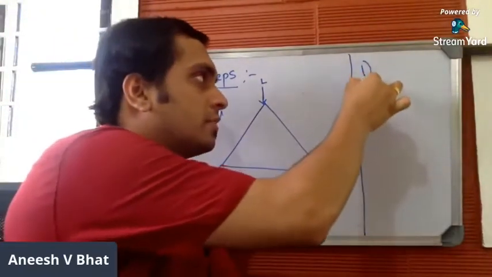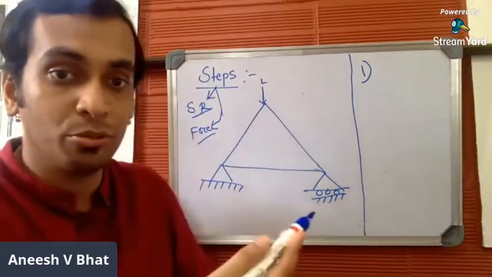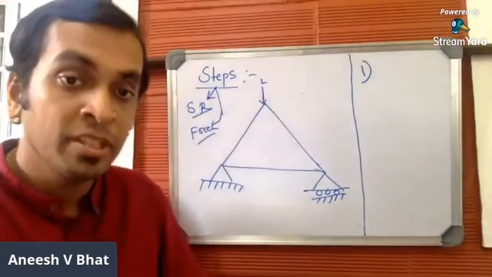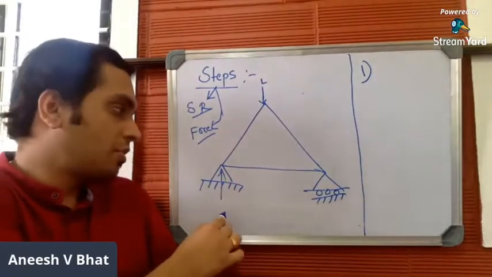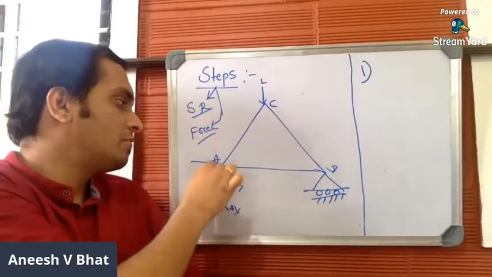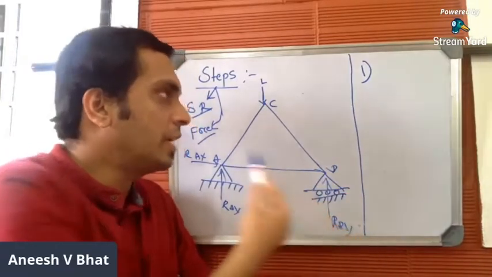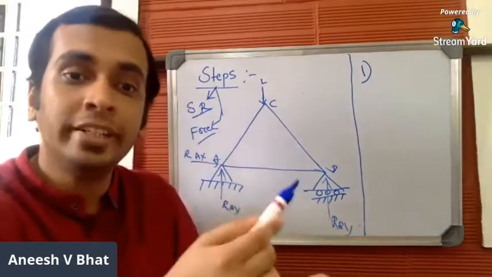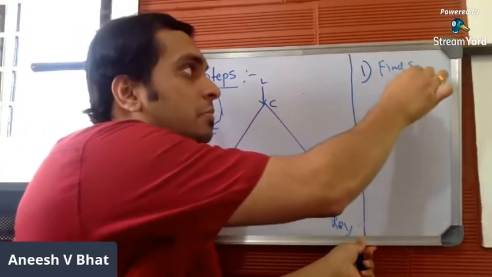Step number one is to identify the type of support, mark the support reaction, and find the support reaction. For example, here this particular support is a hinge support, so it will offer two reactions. Let me consider this as A, B, and this as C. So this will be RAY, and this will be RAX. This is a roller support, so this will be RBY. So you have identified, you have marked. Now you have to find the support reaction in step number one itself.